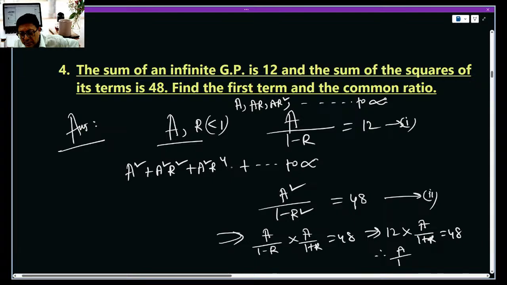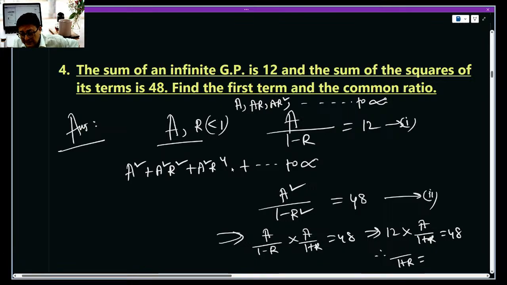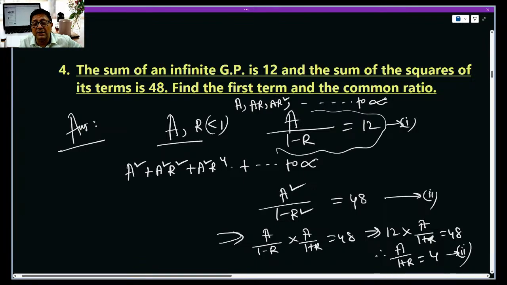Therefore, A by 1 plus R is 48 by 12. 48 by 12 is how much? This is 4. So you got A by 1 minus R equal to 12, and you got A by 1 plus R equal to 4. It's fine. What is the value of A and R?